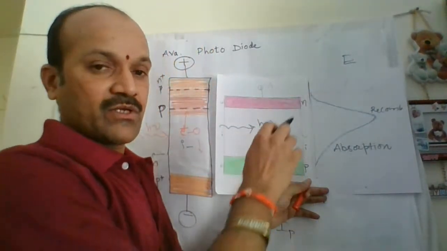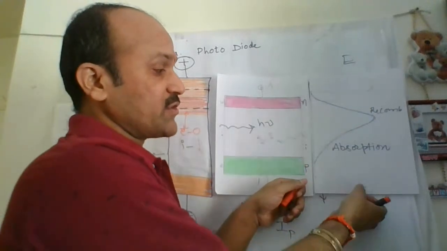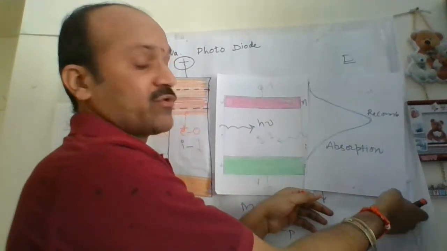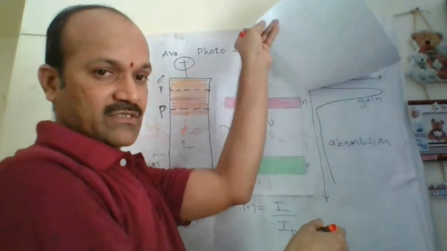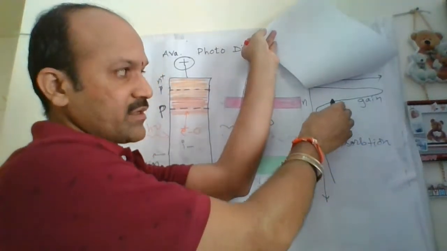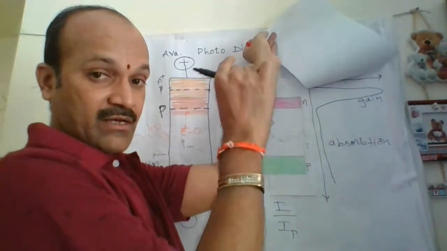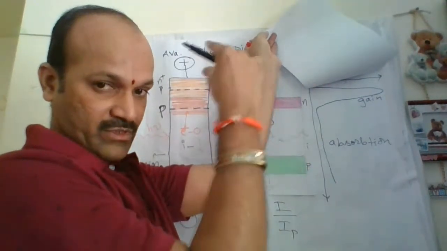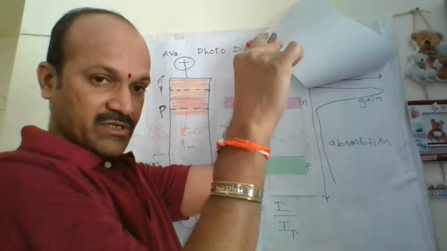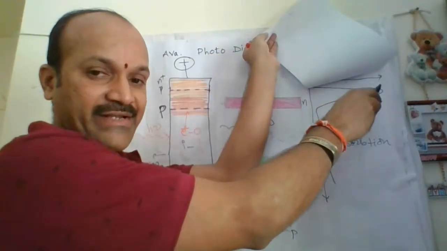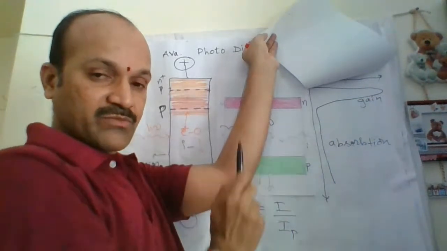Whereas in the case of the avalanche photodiode, if you remember, at the region of the N plus and P barrier in the first part, maximum gain takes place, and in the pi region, total absorption.